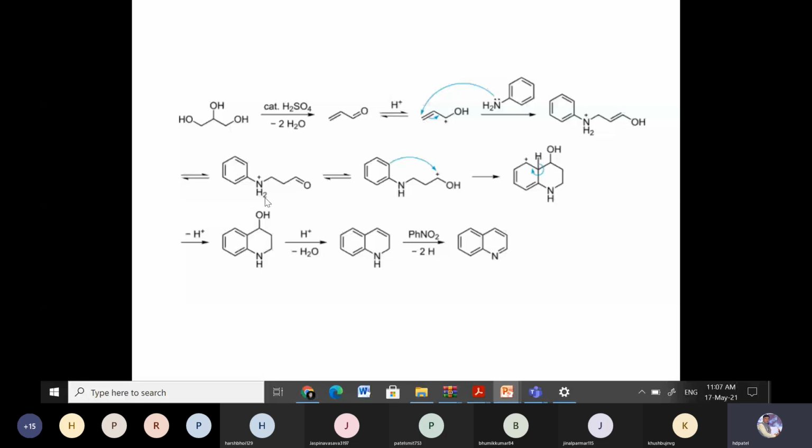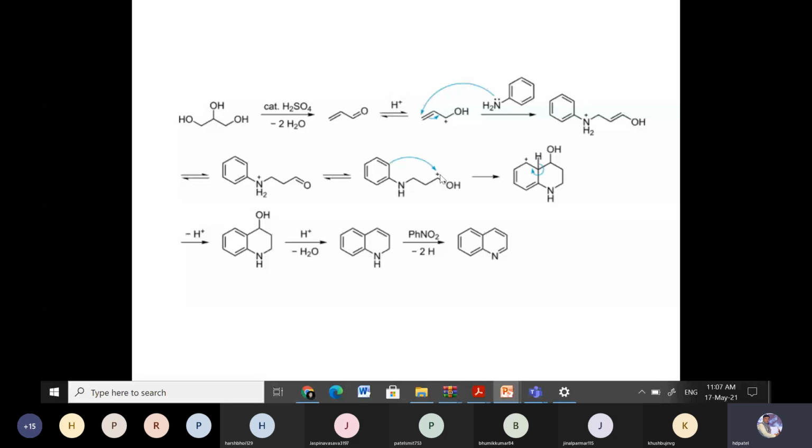When it binds with the oxygen, here oxygen has a double bond, so oxygen will pull electrons from the carbon. As a result, this carbon becomes positive and oxygen becomes negative, and the proton from NH2 plus will migrate over here. So now what we have is NH2, CH2, CH2, CH plus OH. Sorry, CH2 CH plus OH.